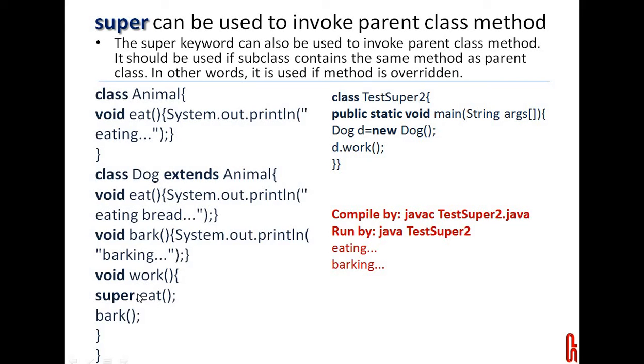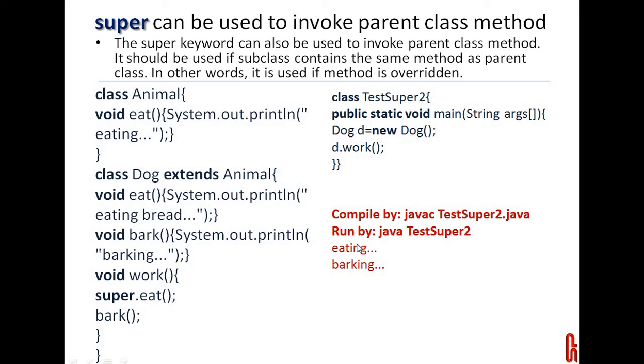So inside work, two statements are there. Eat method is invoked using super keyword support, and without any super keyword support, bark is executed. So the super.eat will invoke the super class eat method, and the bark will invoke the local bark method. The program is compiled by javac TestSuper2.java and executed by java TestSuper2 command. The output is eating and barking.